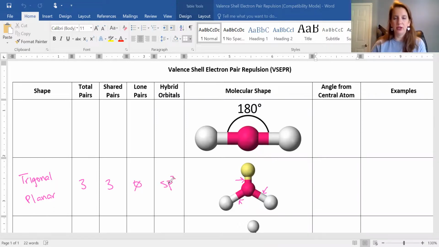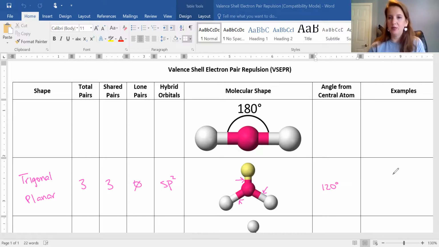If you're trying to remember your hybrid orbitals, when you add up your superscripts, they should equal your total pairs of electrons. So S, with no subscript or superscript, means 1. So 1 plus 2 is 3, and that equals our total pairs, okay? The angle from the central atom in a trigonal planar is going to be 120 degrees.